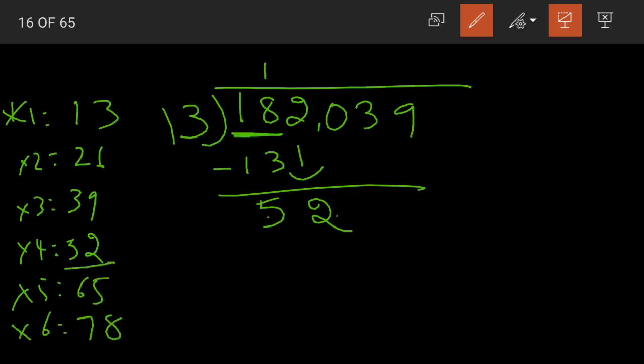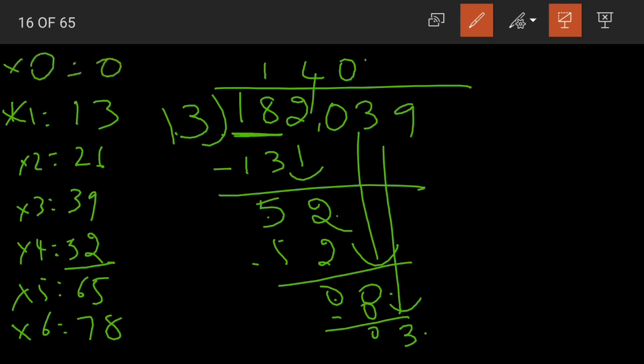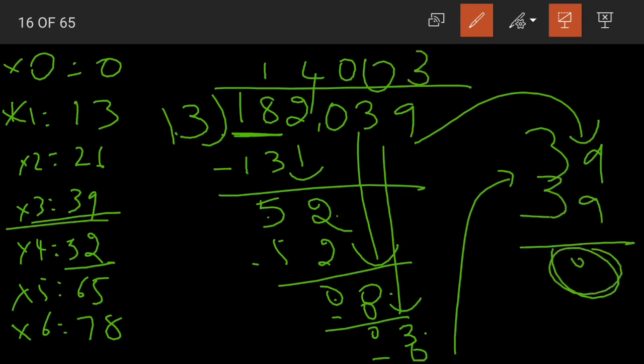So here 13 fours are 52. When we subtract, 0. Again if you bring another digit down, here 0. So 13 zeros are 0. Again 0 will be the difference. Now bringing 3 down here. Now 3 is less than 13. We cannot divide. So before 13, what number comes here? 13 zeros are 0. So we'll go with that. 3 minus 0 is 3. Now bringing the 9 down, 39. Now where does 39 come in 13th table, children? 13 threes are 39. When we subtract, 0 will be the final remainder.